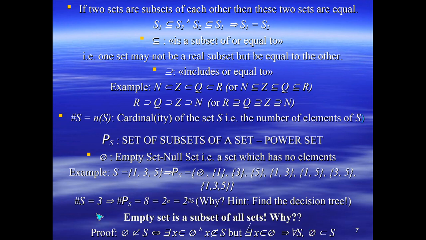Don't forget. So what is the cardinality of the power set, which is the set of subsets of a set, this P sub S? What is the cardinality of the power set, the number of elements of a power set? If the number of elements of the set S is 3, for instance, the cardinality of its power set is 8, which is 2 to the power n, which is 2 to the power number of S. Why is it so? The hint is find the decision tree. We will shortly see the decision tree and understand why it is 2 to the power cardinality of S. We will see it.